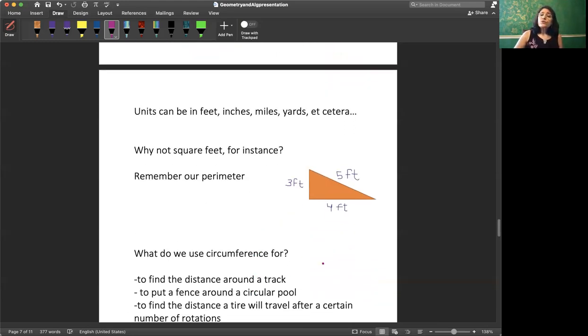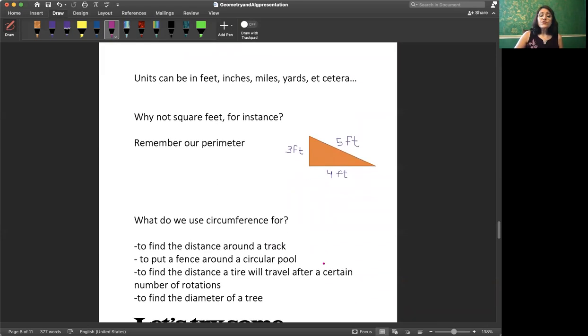And what do we use circumference for? We can find the distance around the track. A lot of times in parks, they have these tracks with lanes, and it reads in this lane, you will run 1 full lap is equal to, let's say, this many yards or this many feet or this many miles. And it also is helpful to find circumference or perimeter of the circle to put a fence around a circular pool and to find the distance a tire will travel after a certain number of revolutions or rotations.